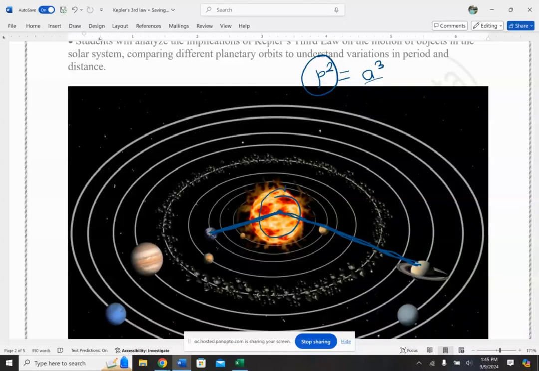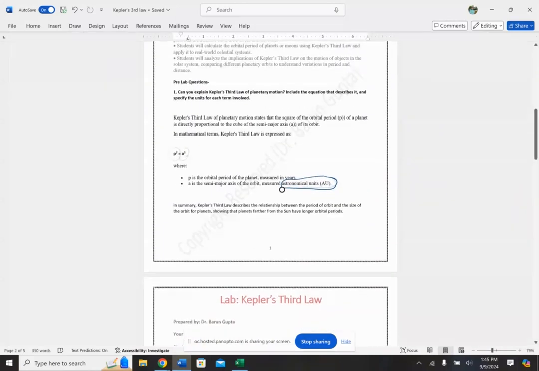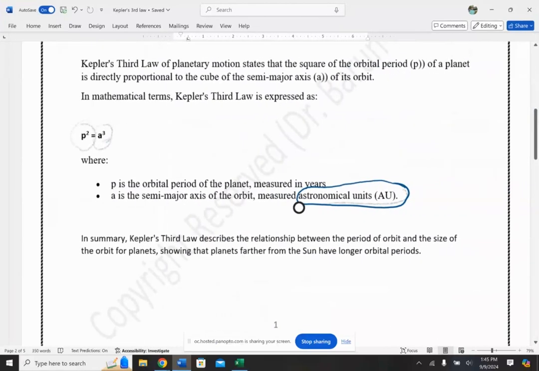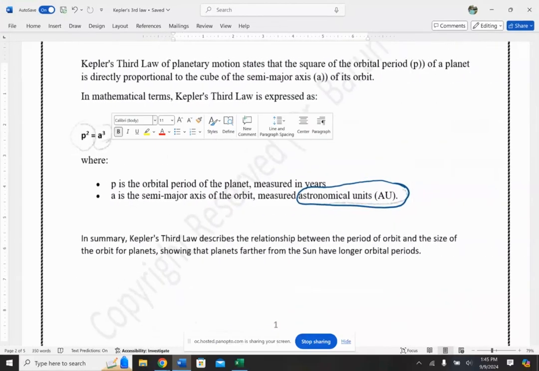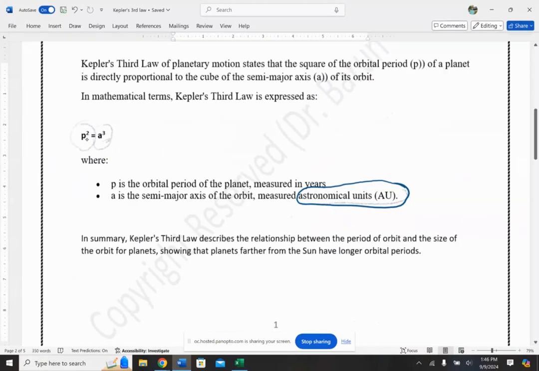And what is the orbital period again? How long does it take, or how many years does it take, to complete one orbit around the Sun? That is the orbital period. The orbital period of Saturn would be how many years it takes for Saturn to complete one orbit about the Sun. When you use Kepler's third law, or this equation, P must be in years, and a must be in astronomical units.